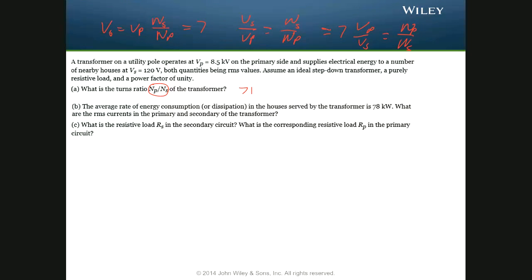All right. So for part B, it says the average rate of energy consumption or dissipation in houses served by the transformer is 78 kilowatts. All right. Not in this apartment, let me tell you that. That is not true. I get 1.3 watts. After that, my power goes down. So that means each house gets 78 kilowatts, or maybe all of them get 78 kilowatts. I don't know. The average rate of energy in the houses served. Maybe it's all the houses. So maybe my whole block gets 78 kilowatts. I can tell you, I don't get 78 kilowatts.